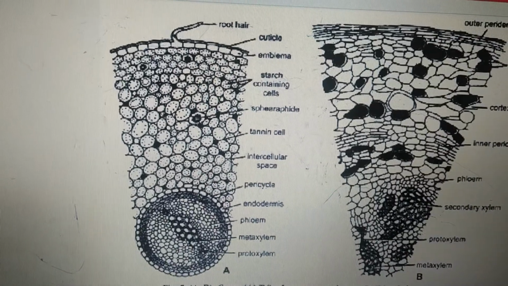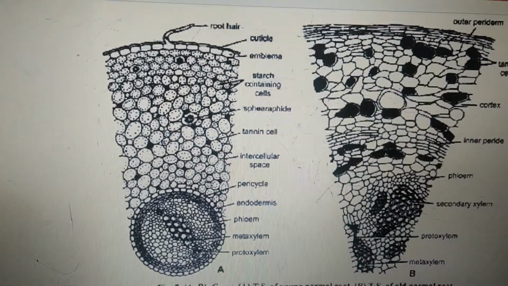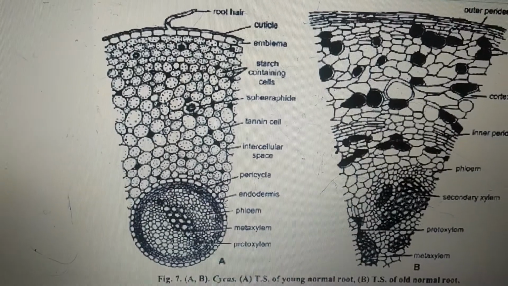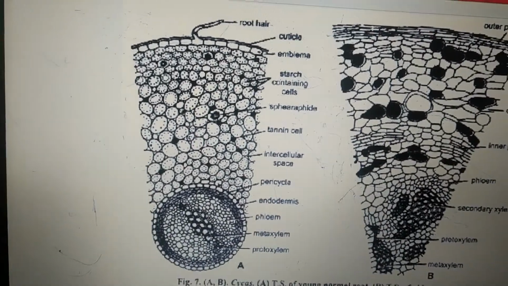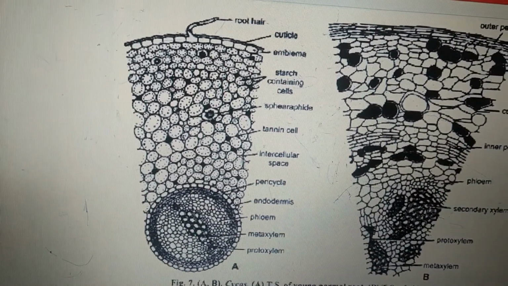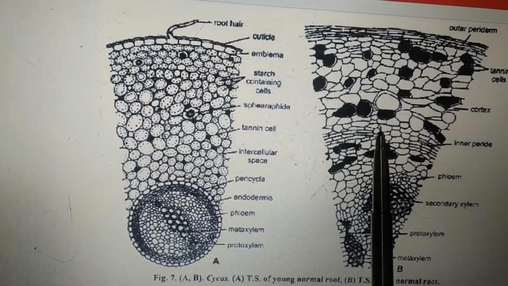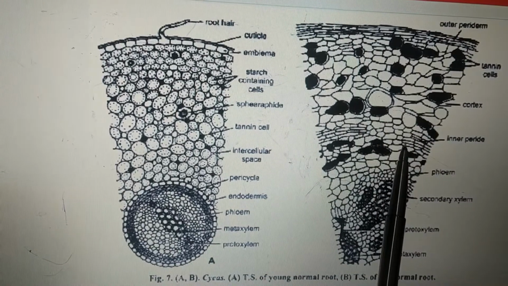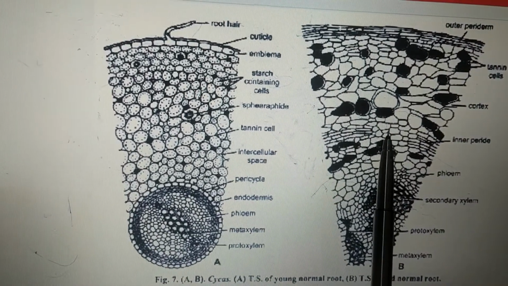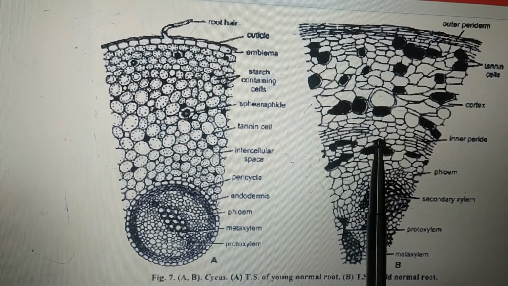Here we'll be discussing the internal structure of the cycas. In front of us we have the transverse section of the root. Two different diagrams are available. Diagram A is a transverse section of the young root, whereas diagram B is a transverse section of the older root, which gives us an idea regarding the secondary growth.